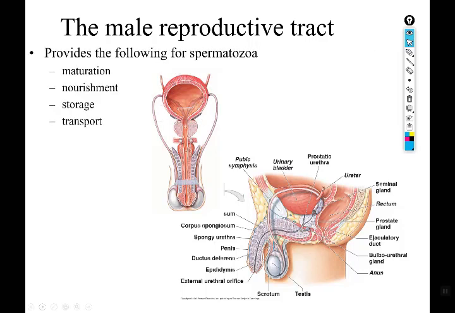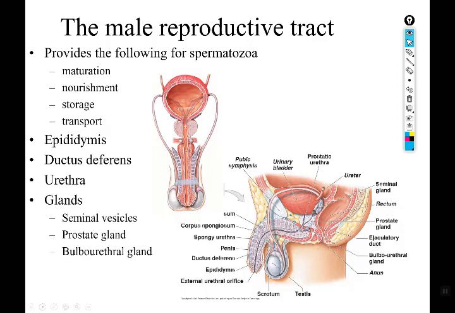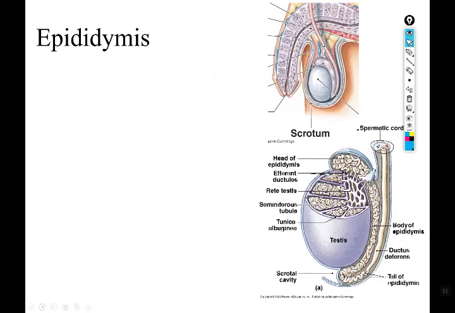So the general features that I just showed you are for the following purposes. The spermatozoa are relatively fragile cells. So they need a lot of help and support, and that's because they don't have a lot of cytoplasm. They create energy for a very specific purpose, and that is to swim. And so they need maturation, storage, and transport. And those things are all provided by the male reproductive tract. So that's the epididymis, the ductus deferens, the urethra, and the glands that I mentioned. So let's go through all of those.